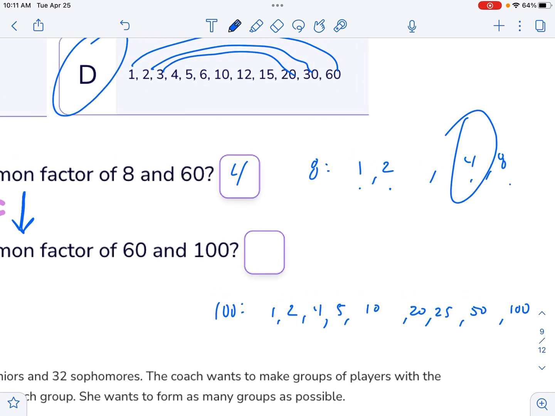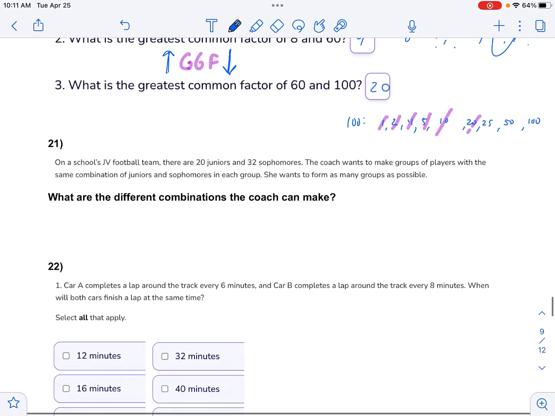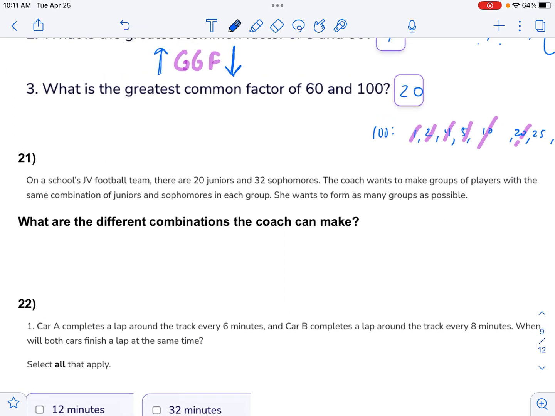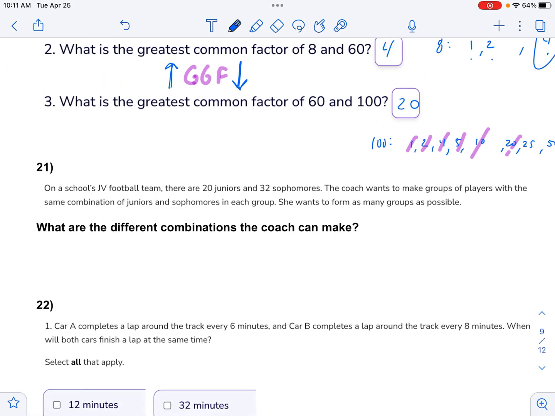That works. All right, let's find the commons. 1's common. 2's common. 4's common. 5's common. 10's common. 20's common. Not 25. Not 50. Not 100. 20. The greatest common factor. The biggest one is 20. Go us. Yes. All right, we've got a team going on here.